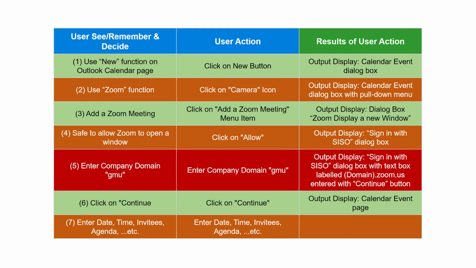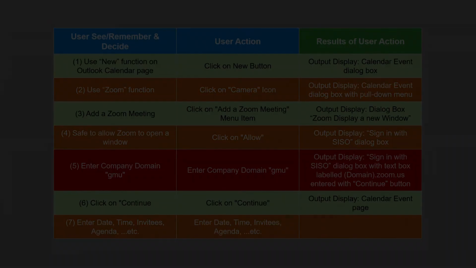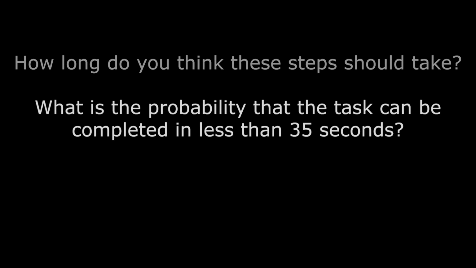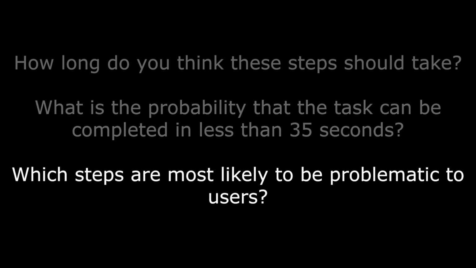In summary, of these 4 steps that are troublesome, 3 of them require remembering from long-term memory. 1 step requires remembering data put in working memory from step 1 and used in step 7. So a number of questions to think about. How long do you think these steps should take? What's the probability that the task can be completed in less than 35 seconds? Which steps are most likely to be problematic to users?